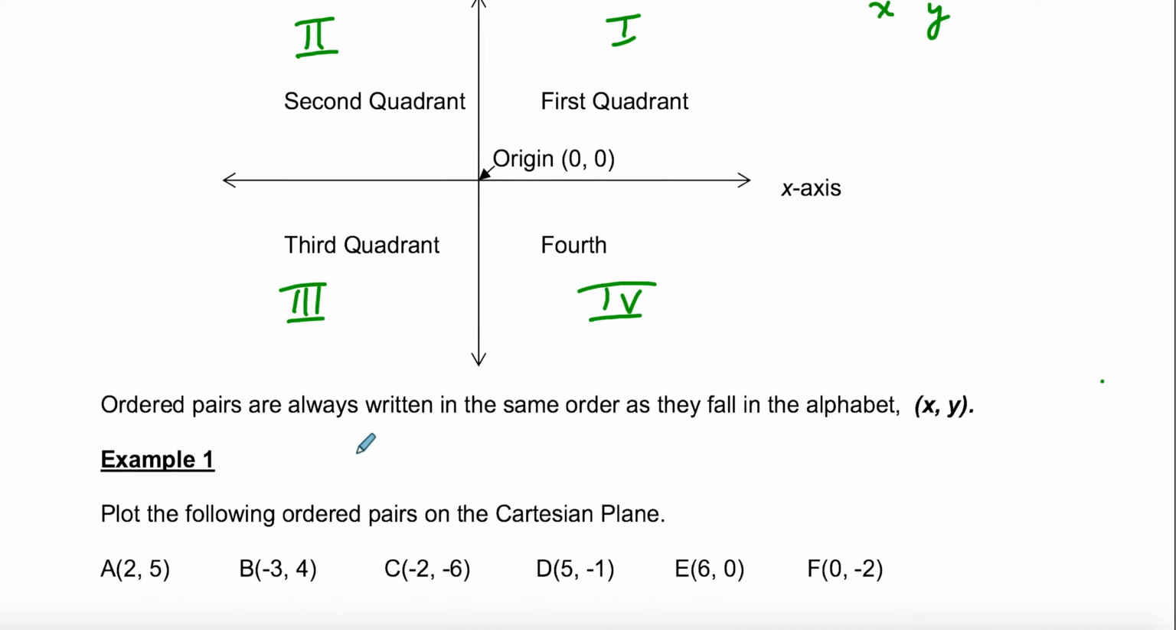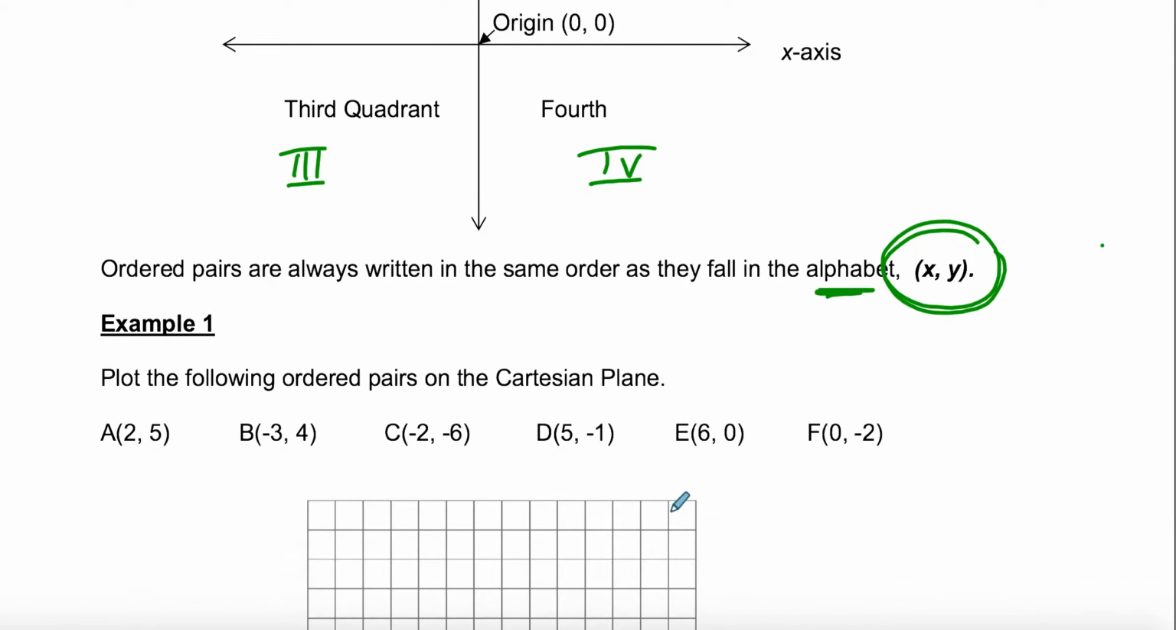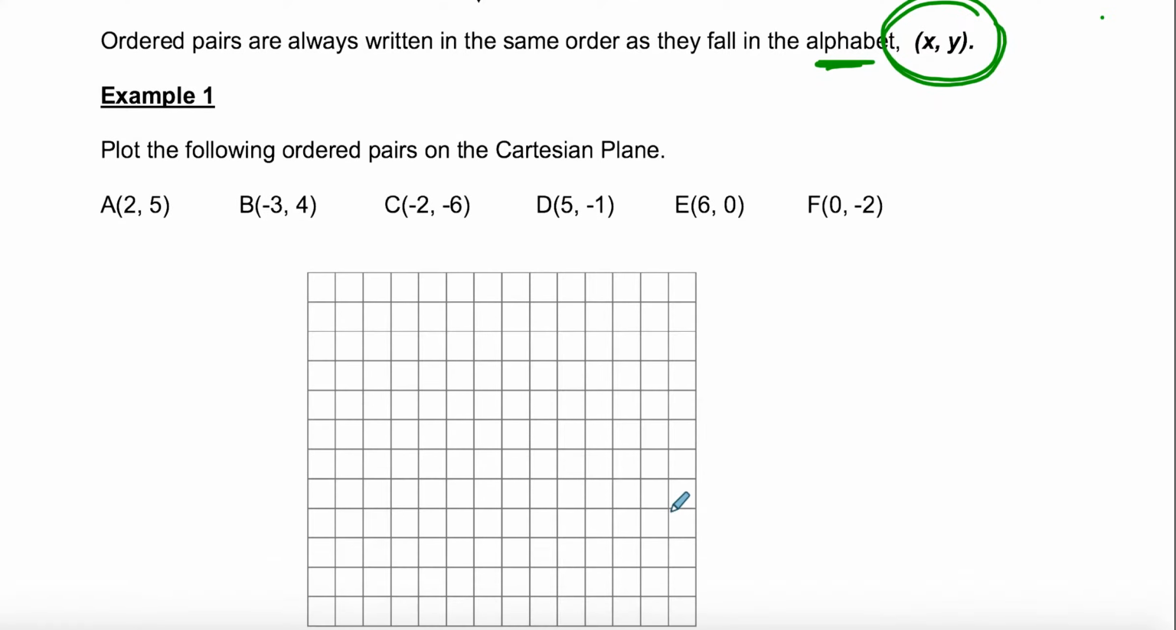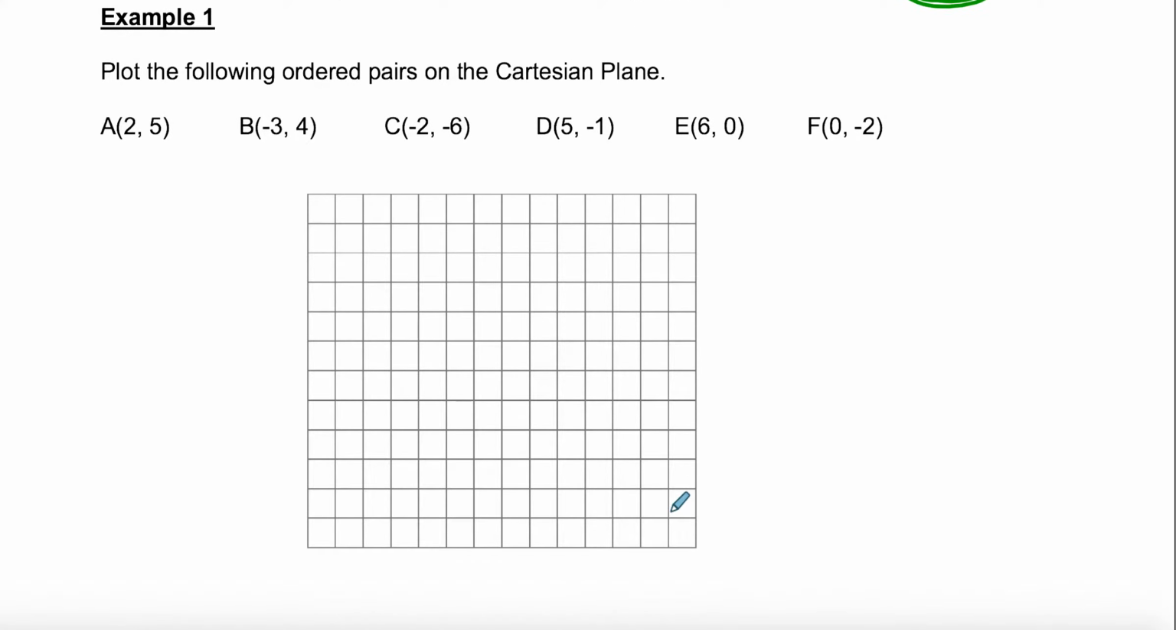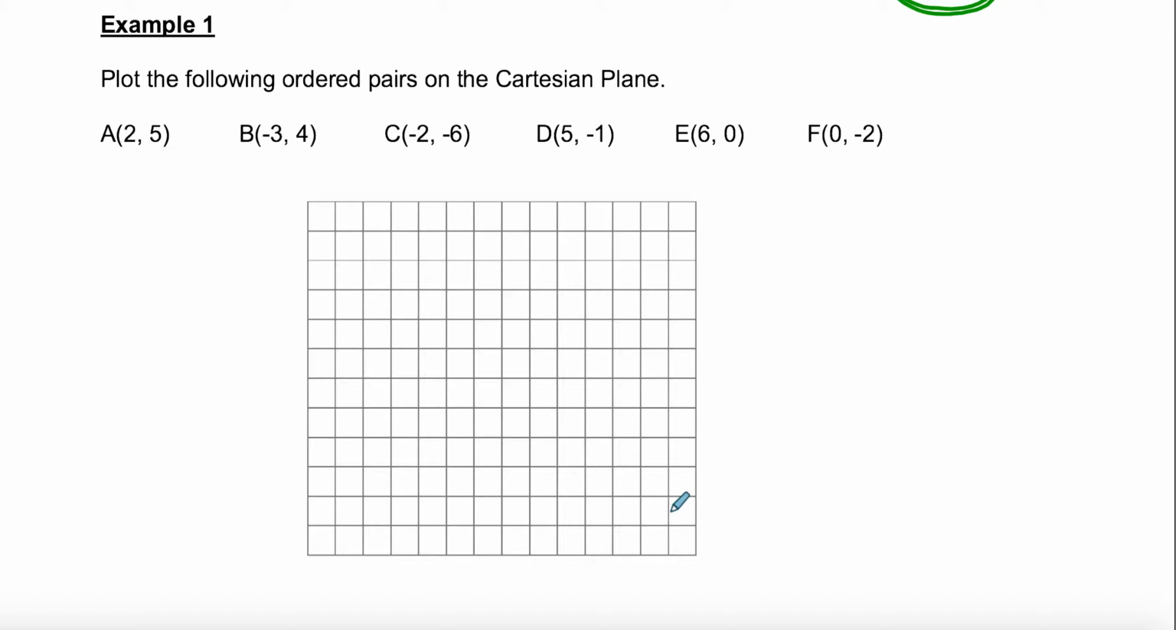Ordered pairs are always written in the same order, and this is something you have to remember. It's always x and then y, so it's just like the alphabet. It never changes. X is always the first number and y is the second number. So example 1, hopefully this is review. We're going to practice plotting some ordered pairs on a Cartesian plane.